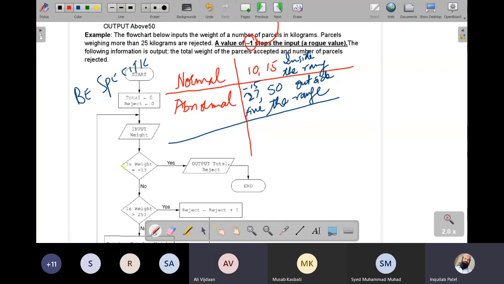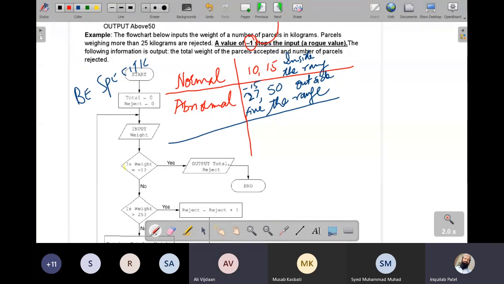Boundary data. In this situation, do we have a minimum or maximum value? We only have one range. It says more than 25 are rejected, which means we have a maximum value. The maximum accepted value is 25. So 25 is accepted, and we may say that this is extreme data.